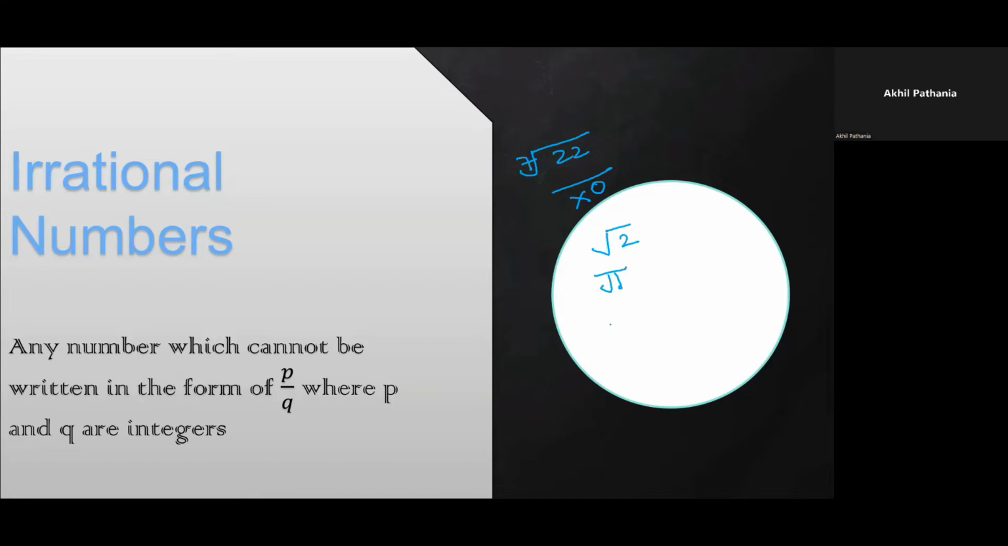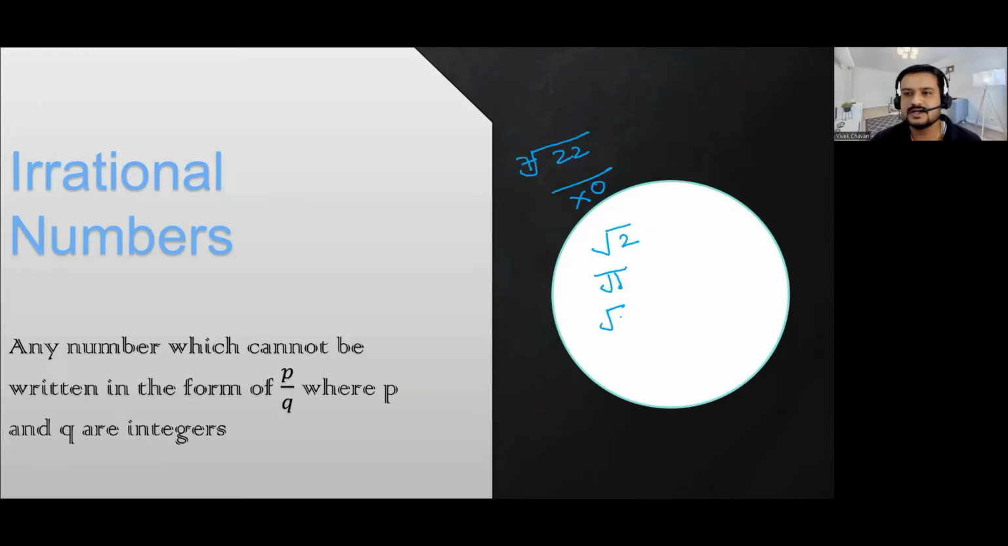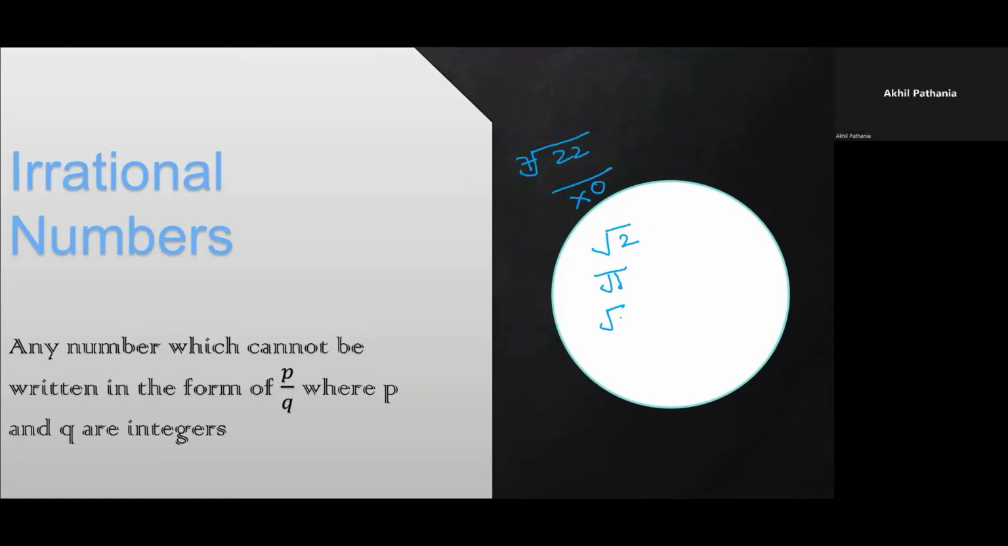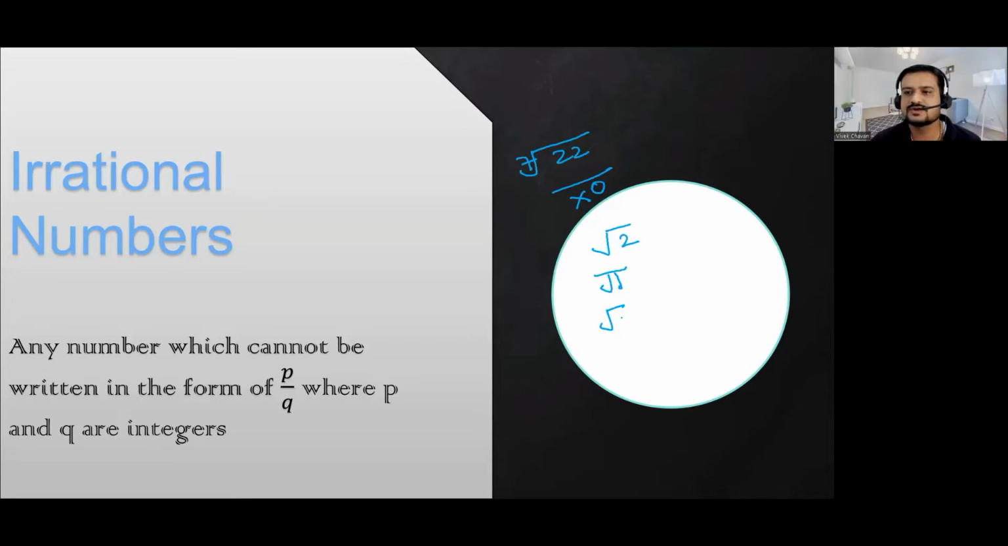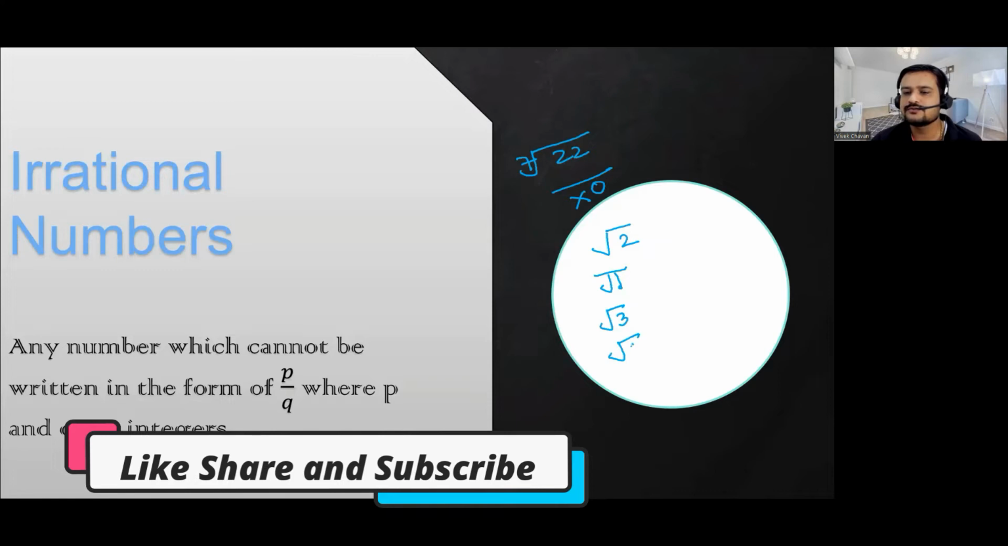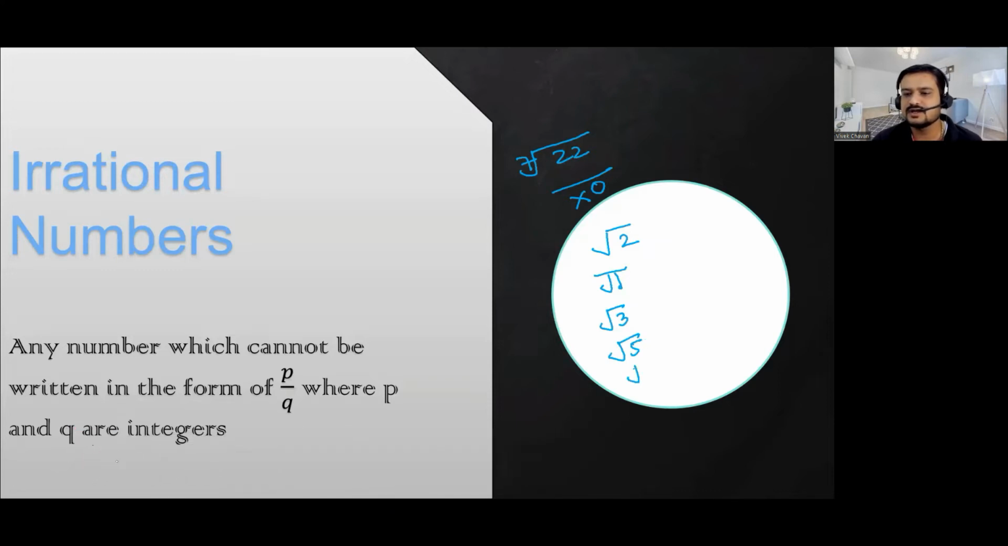Yes, Akhil. Sir, root 3 and 0.1101. Your voice is not coming clearly. Root 3. Okay, root 3 is also irrational. Root 5 is also irrational. Okay, root 7 is also irrational. So these all are examples of irrational numbers, because we cannot write these numbers in the form of p by q.